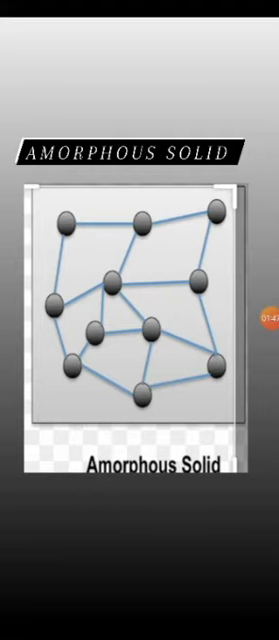And now your fourth is amorphous solid. These are substances which are rigid and incompressible, but they don't have a definite geometric shape. Here you can see that it doesn't have a perfect geometric shape. That is known as amorphous solid.